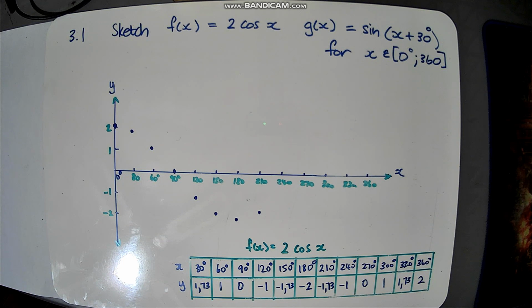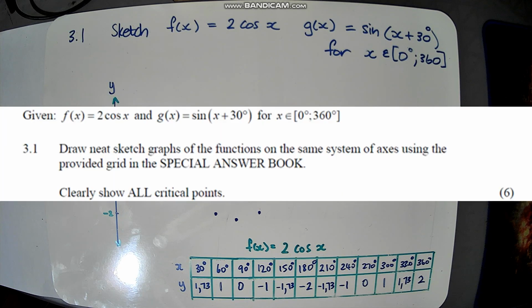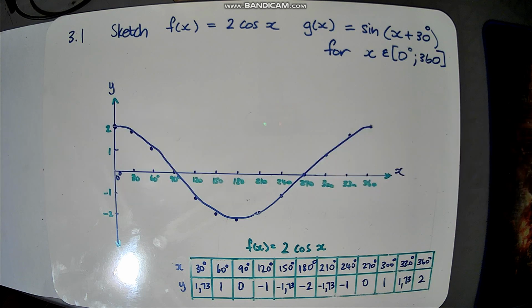At 210, minus 1,73. At 240, minus 1. At 270, it's 0. At 300, it is 1. At 330, 1,73, and at 360 it is 2. Join all the dots. Notice it must be curvy. Most likely in exams this will be grid paper, so it'll be far easier to do compared to what I'm doing here.